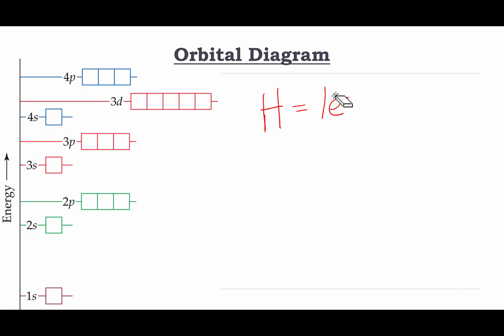Okay. Let's do another example. Let's look at the orbital diagram for lithium. So how many electrons does lithium have? Lithium is the 3rd element on the periodic table. So that means it's going to have 3 electrons. The Aufbau Principle tells us we're going to fill from the lowest energy level to the highest. And we have 3 electrons to find a home for. So the first electron is going to go into 1s.